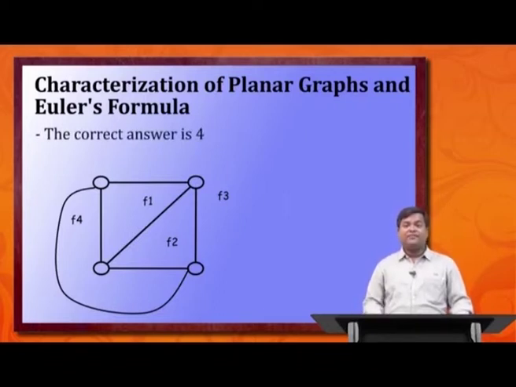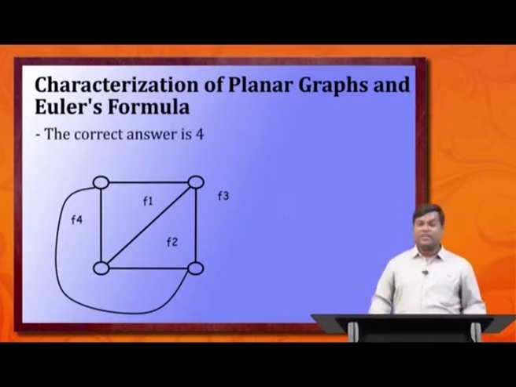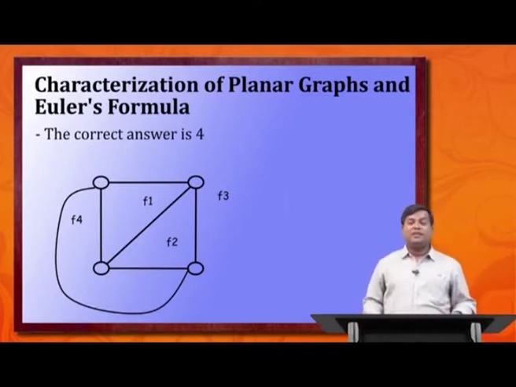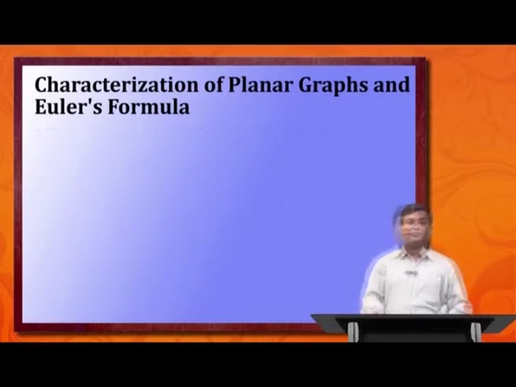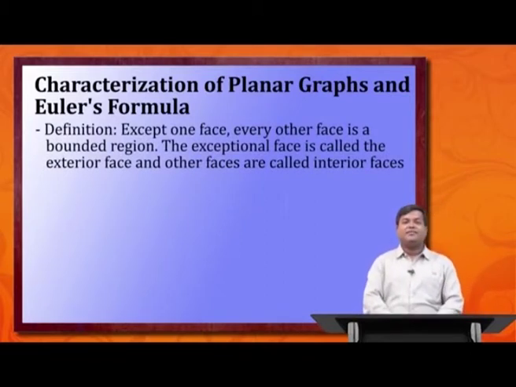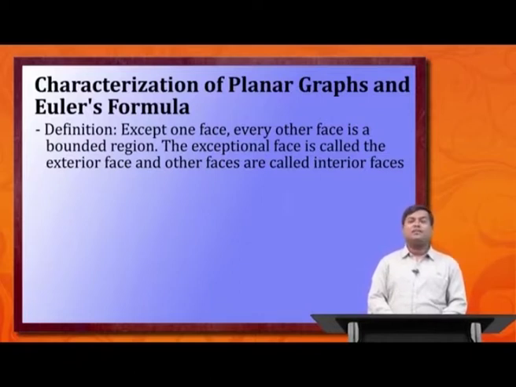So a face is only defined in connection with crossing-free drawings of the planar graph. Before we start counting the faces, first we need to make the graph a crossing-free drawing. Then only we can count them. So in this particular question, the total number of faces equals 4, not 5. Except one face, every other face is a bounded region. That exceptional face is called the exterior face and the other faces are called interior faces.